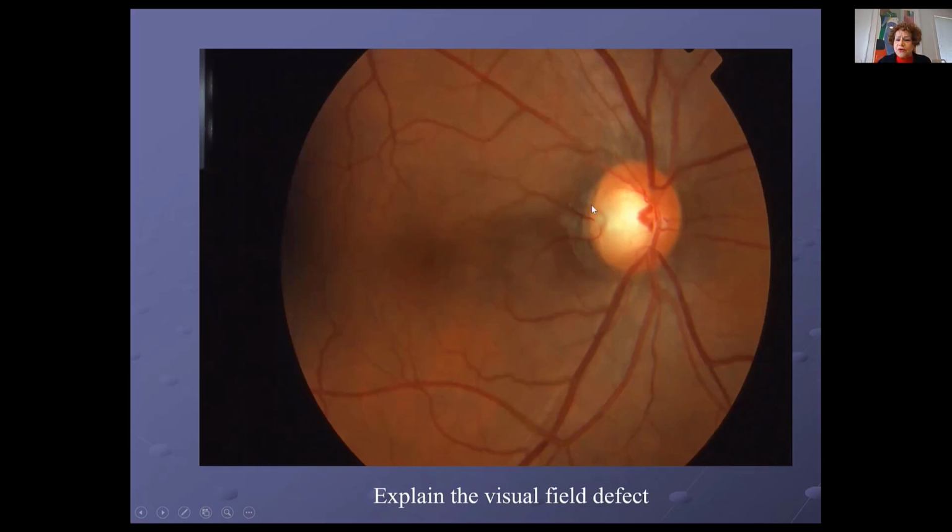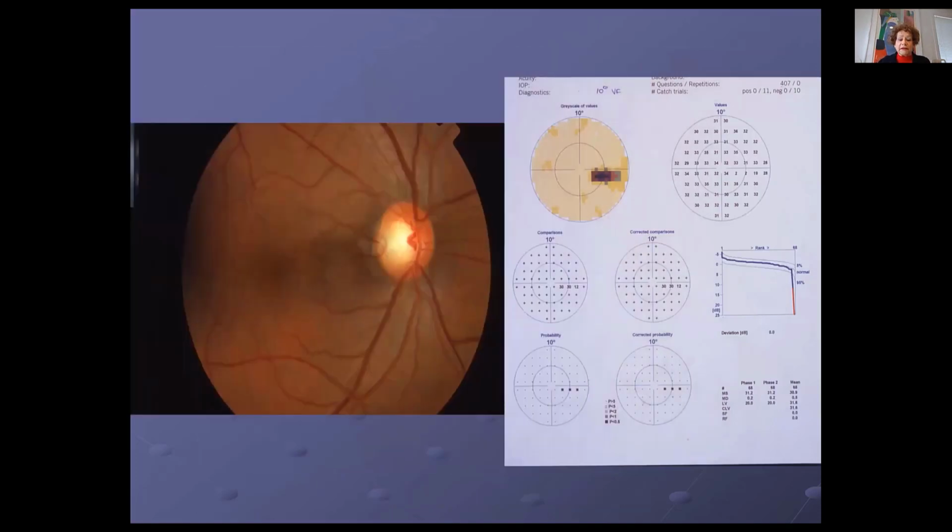So there is this dropout, but what's causing this dropout? Well, some of you in the audience may know the answer already. You're very observant. You notice that this dropout is corresponding to this very, very dense field defect because there is no nerve fiber layer there. This is, again, without an OCT. If we had the OCT, obviously this would be thin. You don't need an OCT in this case to be able to see the nerve fiber layer thinning. And it's already very, very dense there.